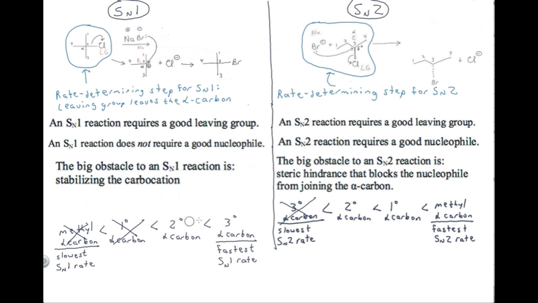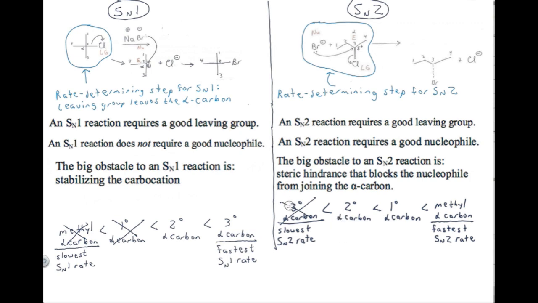So it's important to compare these two patterns for SN1 and SN2. Did you notice that the pattern of alpha carbons for SN2 is the complete opposite of the pattern of alpha carbons for SN1? The best alpha carbon for SN2 is a methyl, but that's the worst for SN1. And the best alpha carbon for SN1 is a tertiary, but that's the worst for SN2. So the pattern for the alpha carbons is completely opposite for SN1 and SN2.